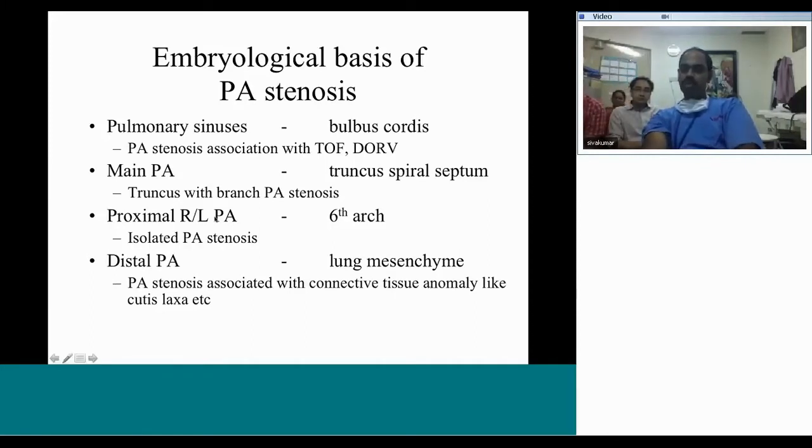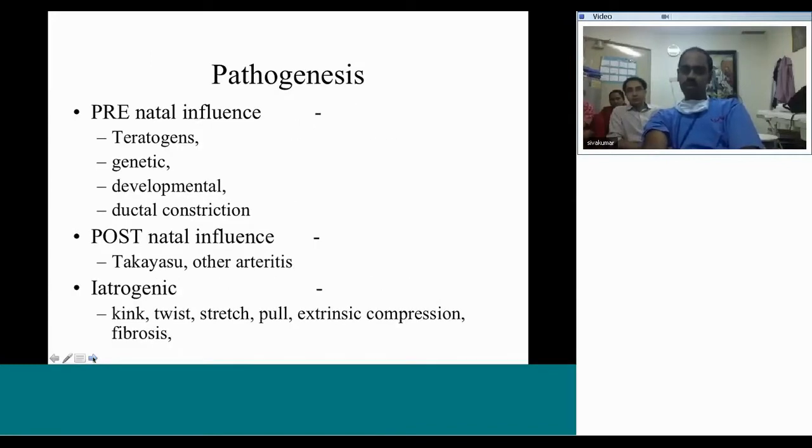Then the proximal right and left pulmonary arteries come from the sixth aortic arch. Here you will get isolated PA stenosis on one side or the other. And then the distal pulmonary arteries come from the lung mesenchyme. So these are the conditions that will be associated with connective tissue abnormalities like cutis laxa. So embryologically, the various parts of the pulmonary artery keep on coming from different portions of the embryo.